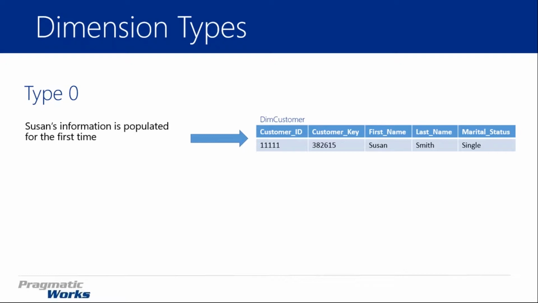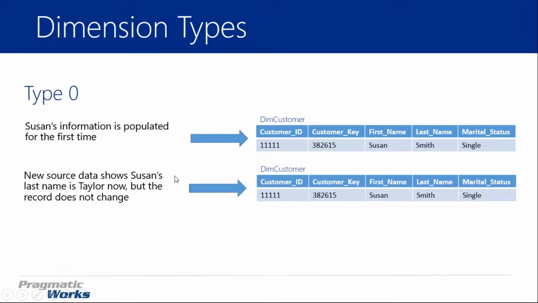Okay. So let's walk through each of these dimension types in detail here and walk through a quick example. So this is a type 0. Susan's information is populated in the dimension for the first time. We pull the data in from the transactional system and we insert a record into our dimension. And then Susan calls up our call center and says, hey, I changed my name to Taylor, I got married, I'm really excited about it. Please go ahead and change my name in your system so when you ship stuff to my address, it has the correct name on it.